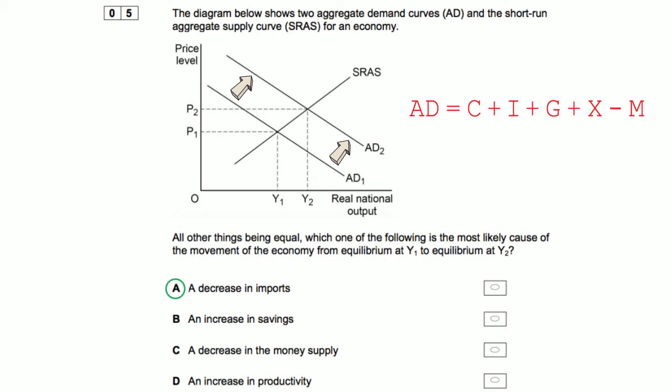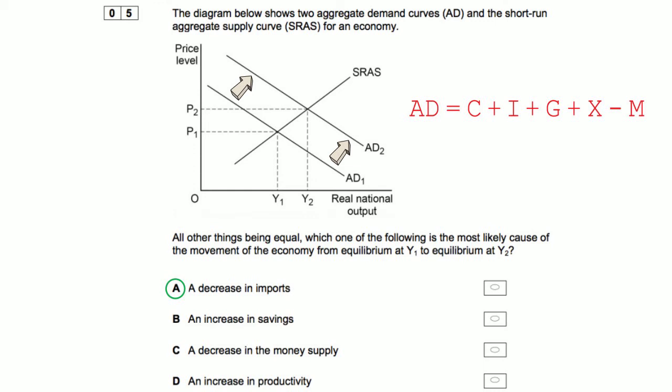Option B is an increase in savings. If there was to be an increase in savings, it would mean that consumers are choosing to save rather than consume, and this would cause a decrease in consumption. This would cause aggregate demand to shift inwards rather than outwards, and therefore B is wrong. C is a decrease in the money supply, and this would likely result in aggregate demand shifting inwards, which is not happening in question 5.